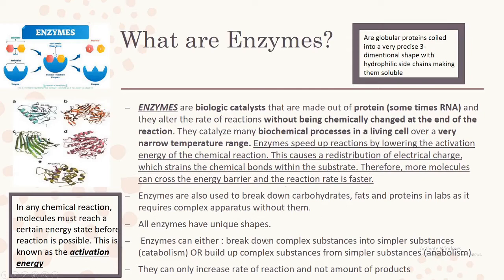Enzymes can either break down complex substances into simpler substances, which is known as catabolism, or build up complex substances from simpler substances, known as anabolism, which means they can break a substance or create a substance. That depends on them though. They can only increase the rate of reaction and not the amount of product.